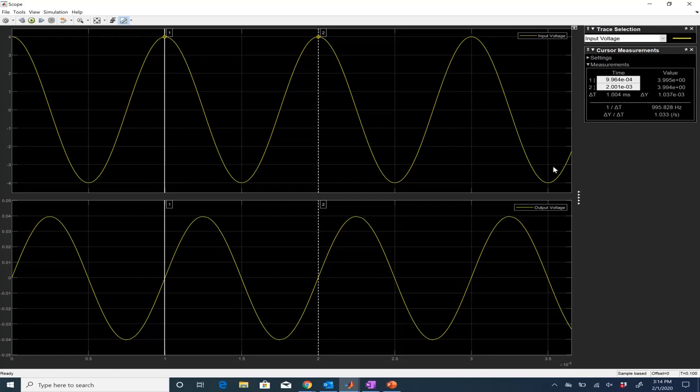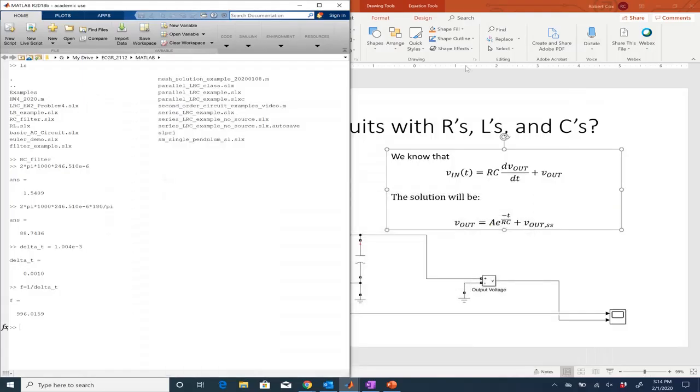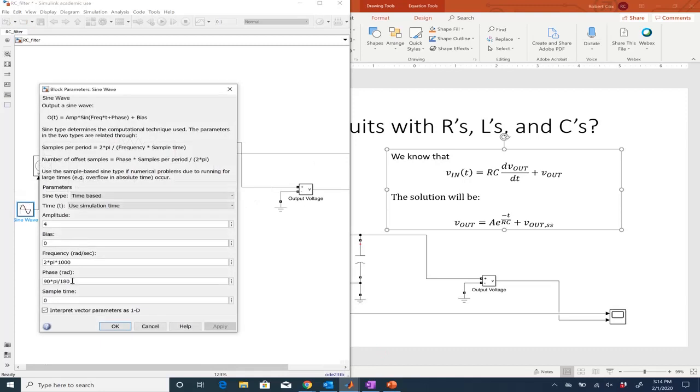So if I want to figure out what the frequency is, let's pull up the command window. So notice over here it says my delta t is 1.004 milliseconds. I put e to the minus 3. So my frequency f is 1 over delta t. It says that's 996 hertz. And if you look at what it actually was in the circuit, it was actually 1,000 hertz.